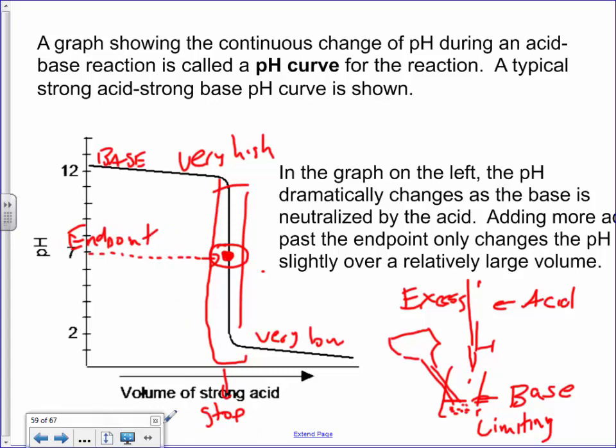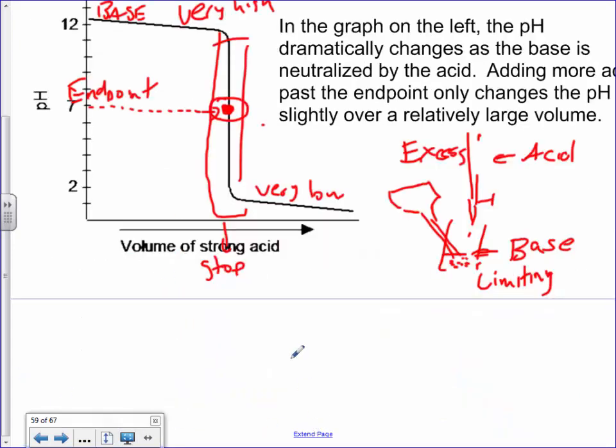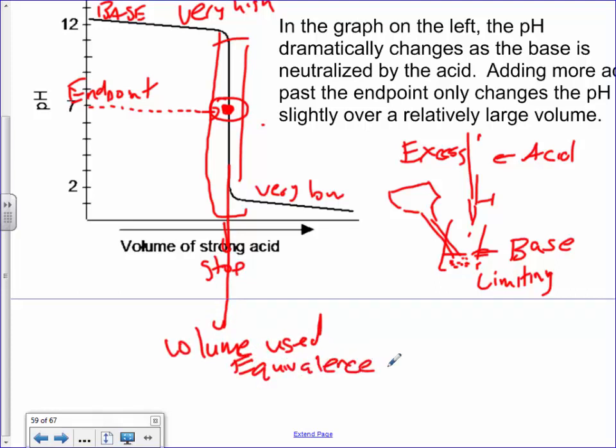And I like to actually use a second word, and you might see this in different literature in other places. I like to call the volume that you use the equivalence point. They both refer to the same thing. They both refer to the time where you're supposed to stop.